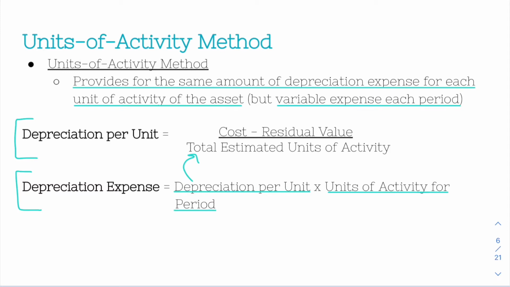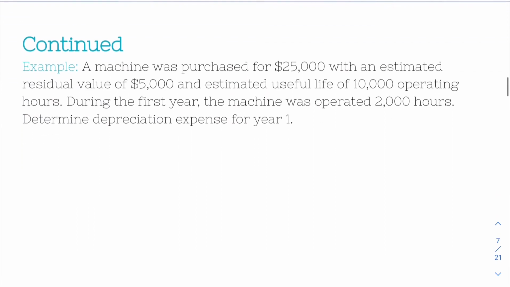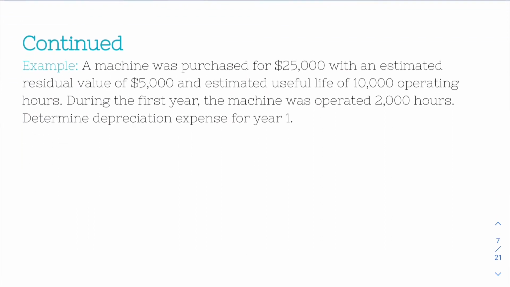Okay, so I'm going to use the same example so you can see how it changes under each method. Again, we have a machine that was purchased for $25,000 with an estimated residual value of $5,000. And now instead of the number of years of useful life, it tells us with an estimated useful life of 10,000 operating hours. During the first year, the machine was operated for 2,000 hours. And we again are trying to determine the depreciation expense for year 1.